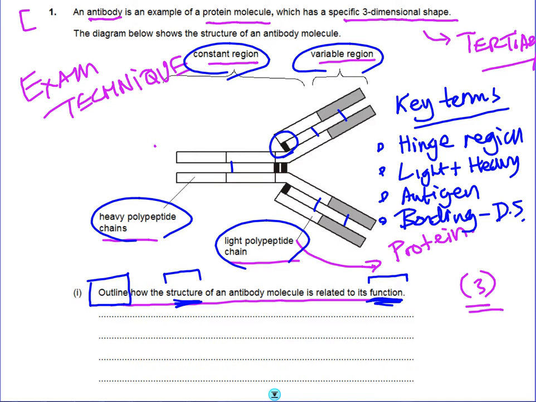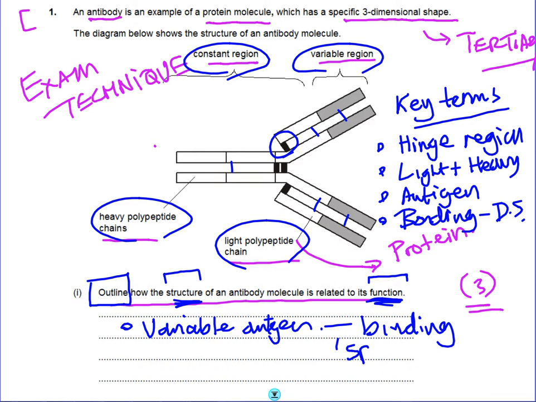So first of all, I'm going to say, well, the variable region binds to antigens. And the reason, antigen, let's just spell that right. The antigens are going to be different for each different pathogen because antigens vary, and therefore our antibodies have to vary. So that's where the variable region term comes from. So they're going to be different, and the term we always use in biology is specific. So that might have been one of the terms that we've stuck up here.